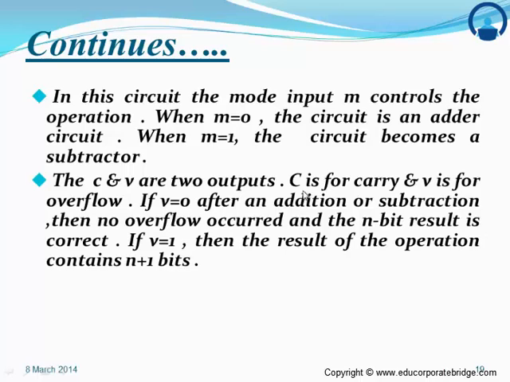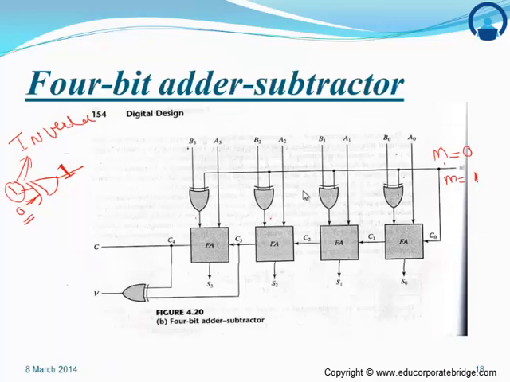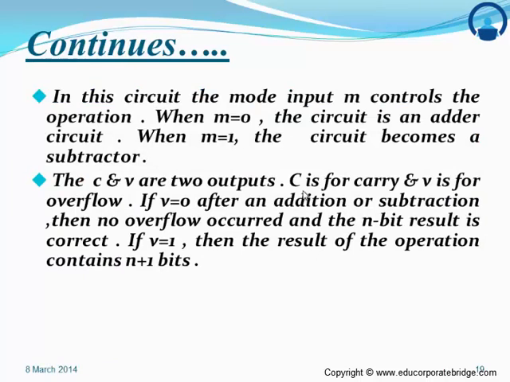The C and V are 2 outputs, where C is a form of carry and V is a form of overflow. If V is equal to 0 after an addition or subtraction, then no overflow occurred and the n-bit result is correct. If V is equal to 1, then the result of the operation contains n plus 1 bits. The same can be seen clearly in this diagram.